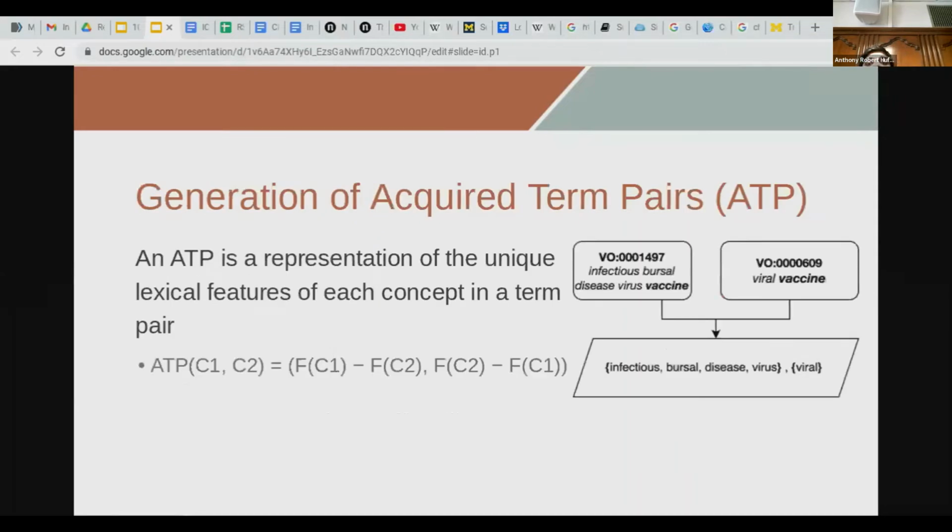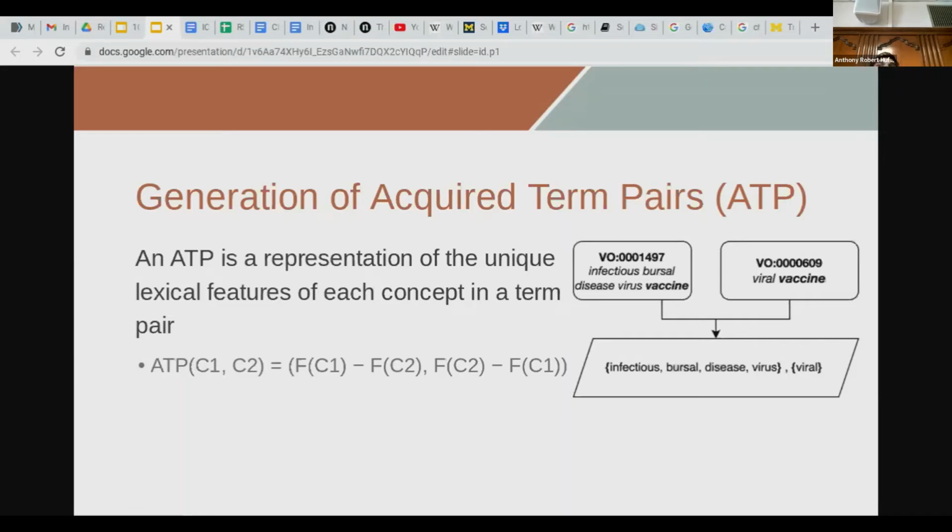So generation of an acquired term pair is basically the difference of the words of each concept representation. So here we see infectious bursal disease virus vaccine and viral vaccine. So it's basically concept 1 minus concept 2 and concept 2 minus concept 1. So how do we leverage this to try and predict or showcase a missing is-a relationship?